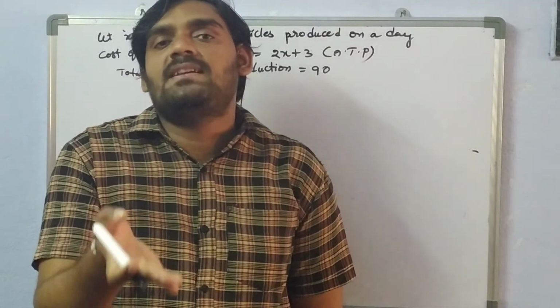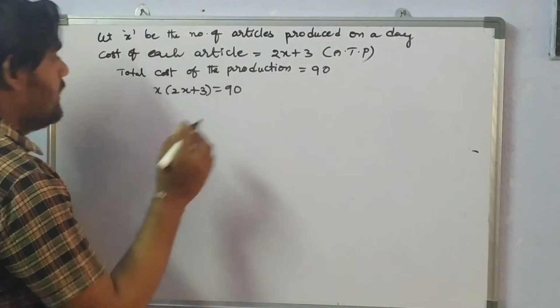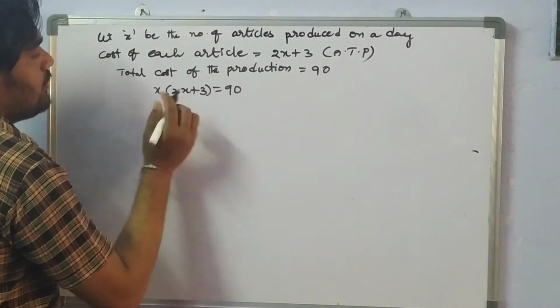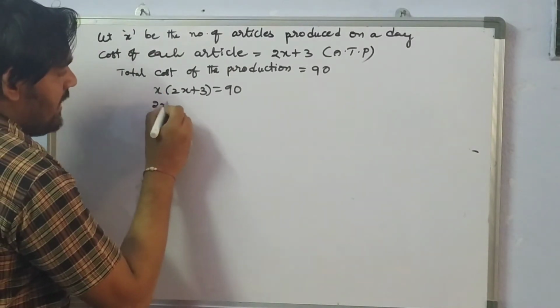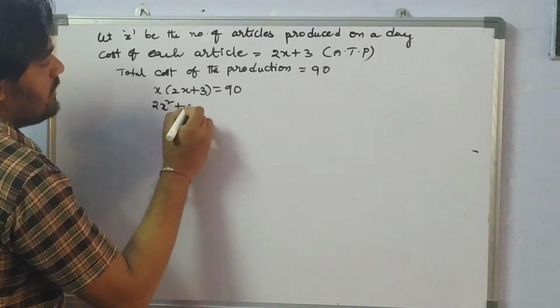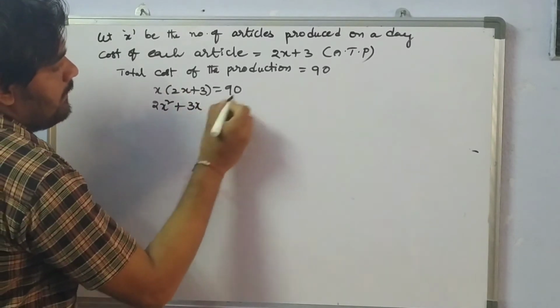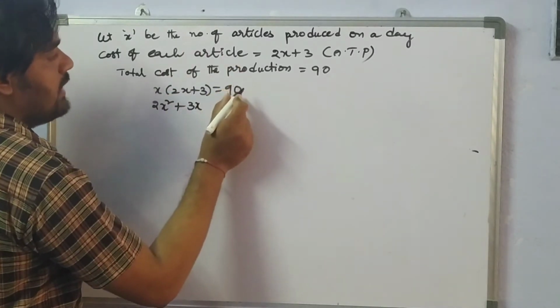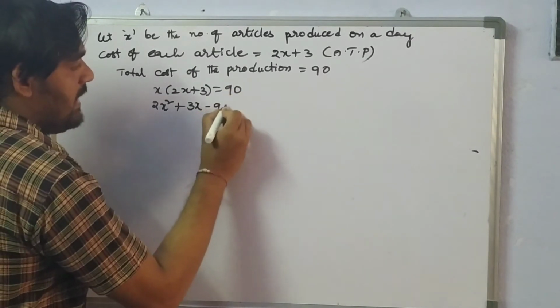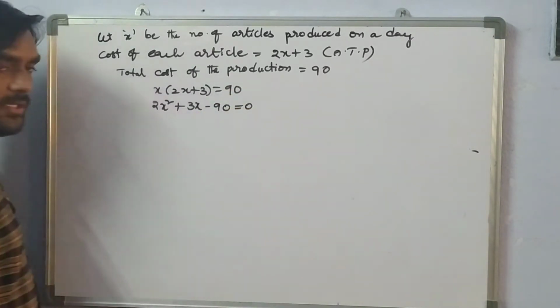So, x into 2x plus 3 is equal to 90, we must take. At that time, x into 2x is 2x square, plus x into 3 is 3x. After that it is equal to 90. Before the equal sign, minus 90, is equal to 0.